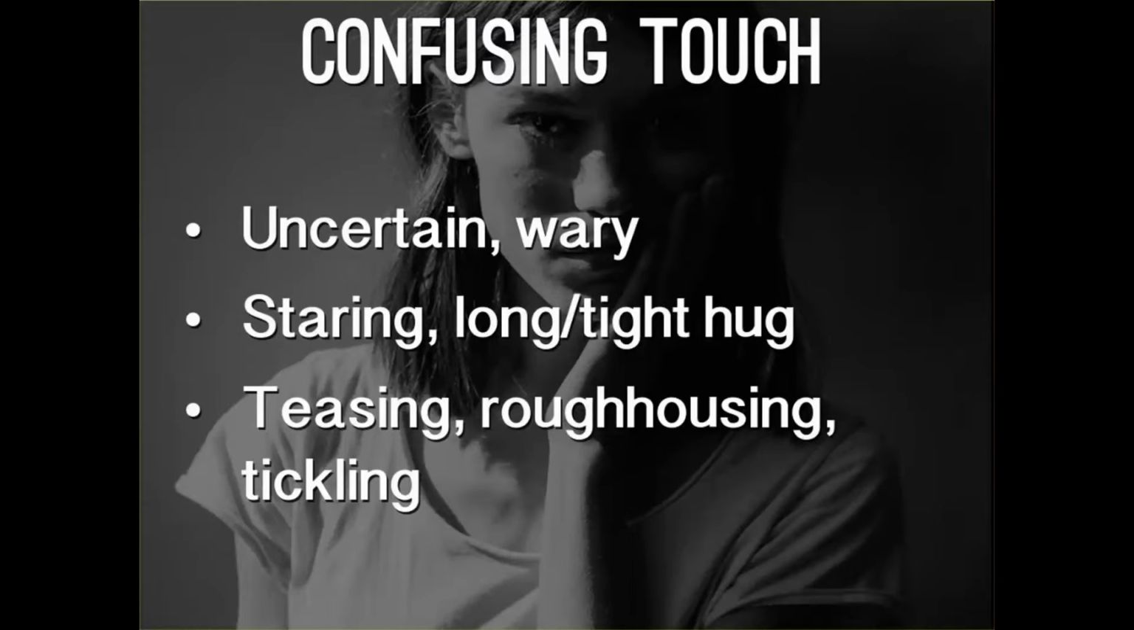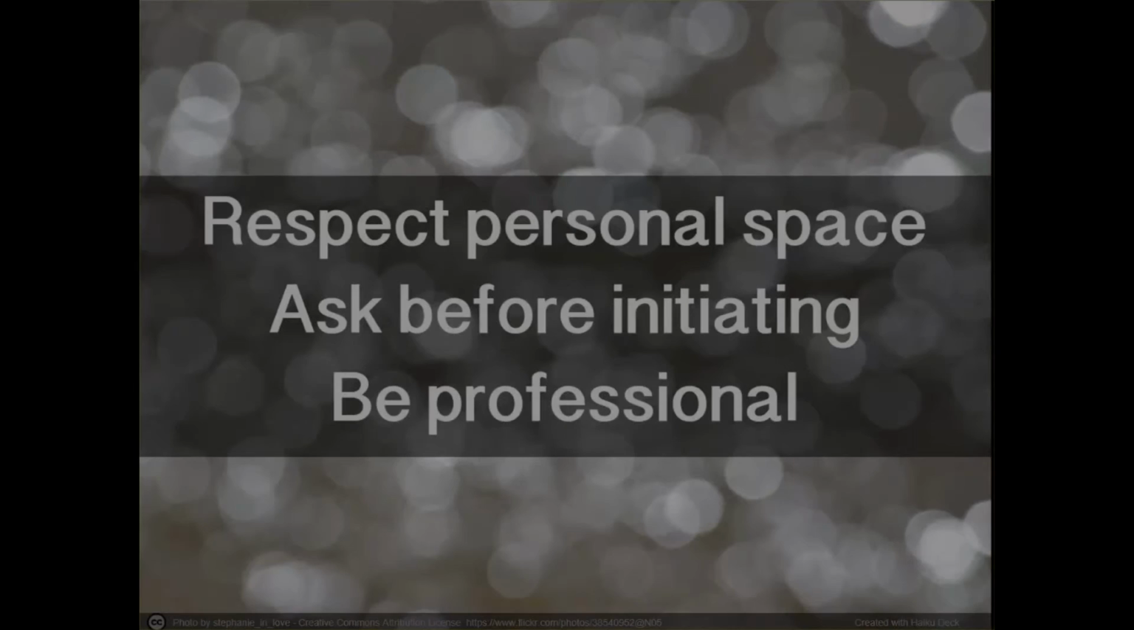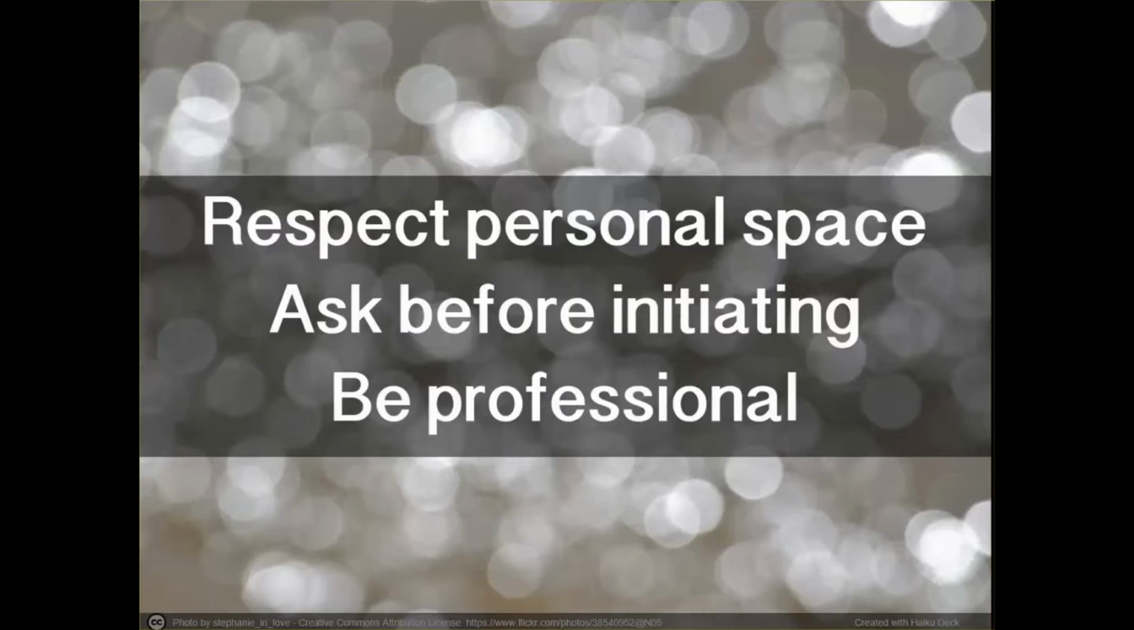Confusing touch makes others feel uncertain or wary. Touches that are confusing could include things like staring, a prolonged or too tight hug, or teasing. Even roughhousing or tickling could be considered confusing to some, especially if they are not used to that kind of behavior at home. It's important to remember to respect everyone's unique sense of personal space and comfort level with physical contact. Before initiating physical contact, it's wise to offer it first. For example, you can ask, "Do you need a hug?" rather than simply hugging someone.